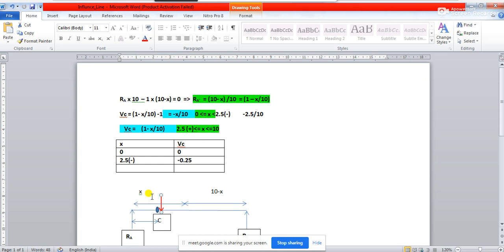So again, if we find out the value of this shear force at 2.5 plus, what does it mean? Tell me, anyone? So just right hand side. Yes, just right of C. So when we are going just right of C, which equation will I have to use? I'll have to use this equation, right? I'll have to use BC, equal to 1 minus x by 10.